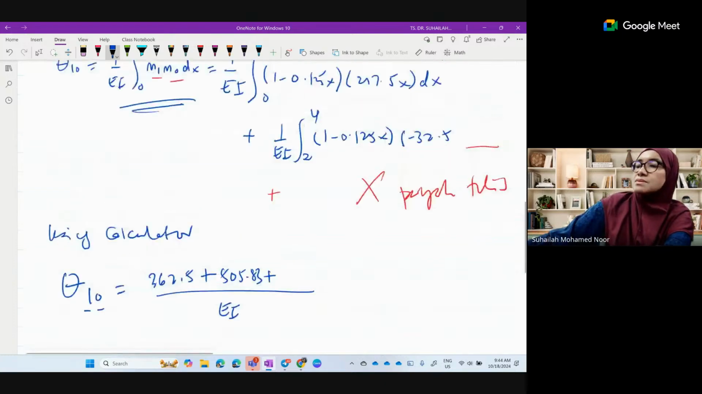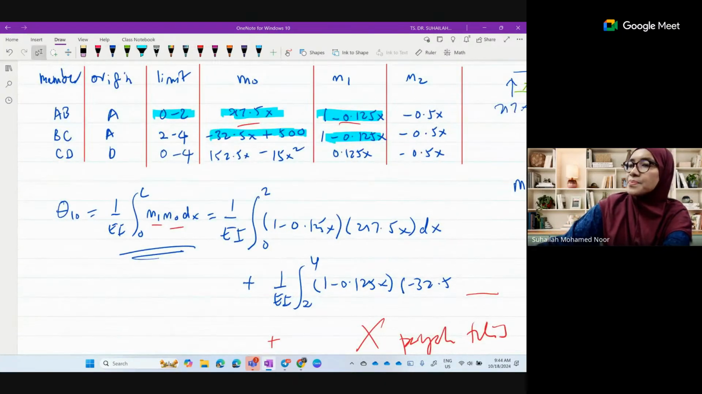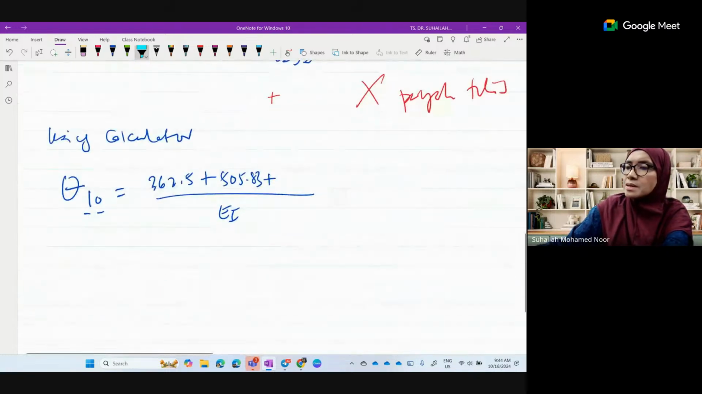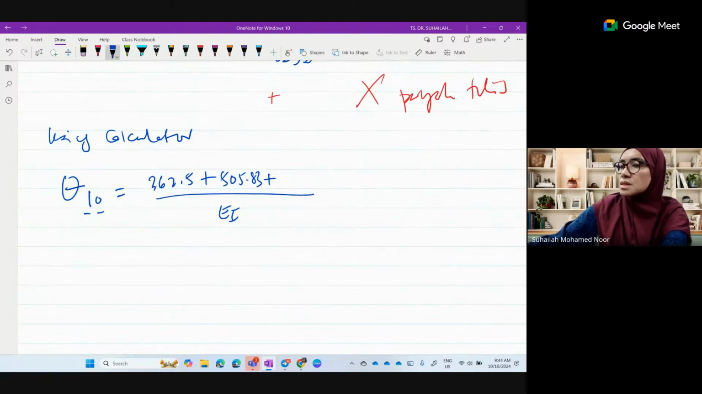Okay, next yang bawah lah. Yang ni pula. 0.125x and this one, 152.5x minus 15x square. Limit 0 to 4. Okay, limit 0 to 4 berapa? 286.67. Okay, so terus dapat displacement.